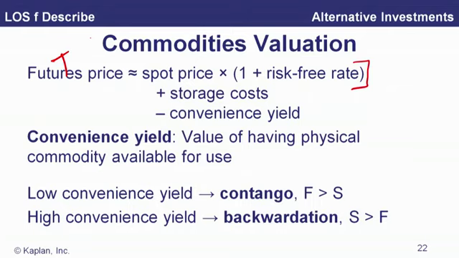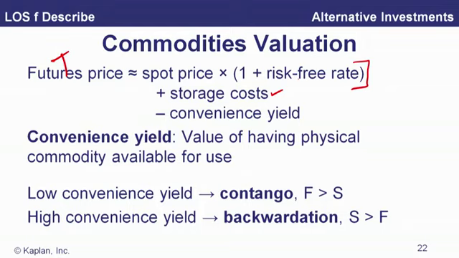If there are any storage costs, I add those because that's an additional cost of creating this future asset. If that asset pays any cash flows along the way, interest, dividends, or has a convenience yield, that is, additional non-monetary benefits of holding the physical asset, then we subtract those. So that's where that equation is coming from. And we're going to say the convenience yield is the value of having the physical commodity available for use. For the purposes of the exam, that's all we need, so we're going to stop right there.